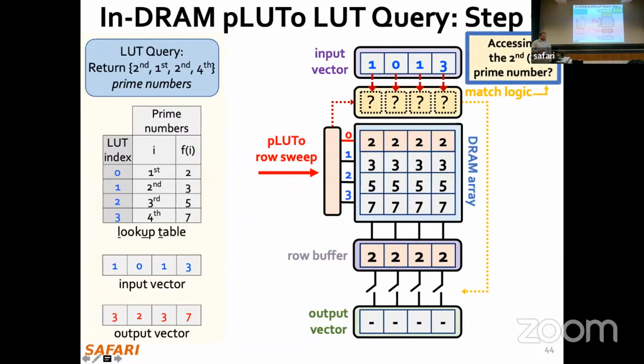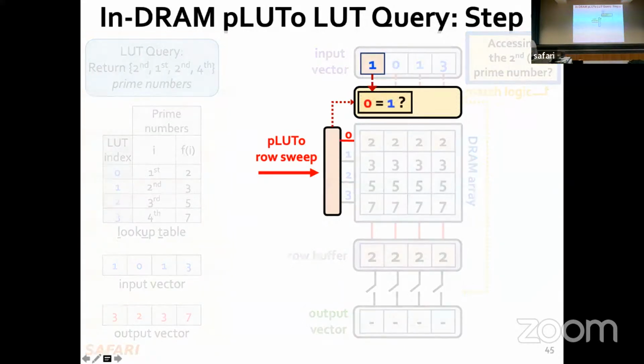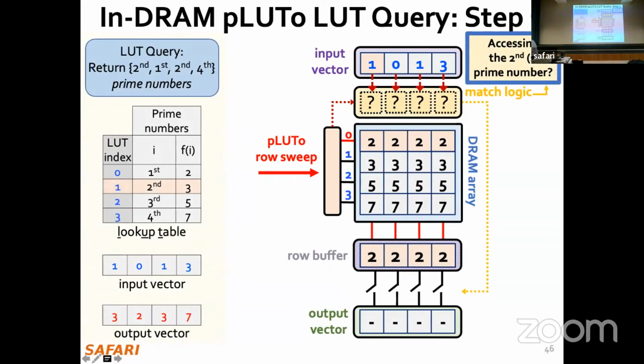Basically, the question that the match logic is going to ask is: if I'm accessing the second prime number, which is stored in row ID 1, for this first element over here. The first element is storing 1. So 0, my row index here, is different from the input vector's 1. So this first element is not going to activate its corresponding row switch.